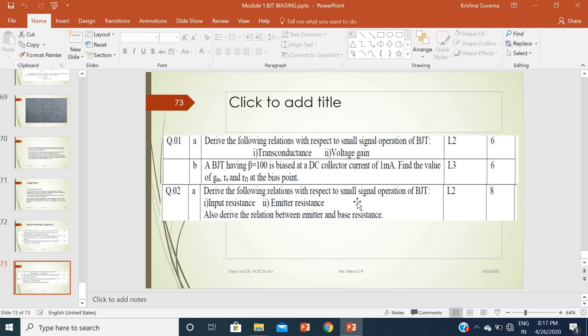Emitter resistance means RE. If they ask for input resistance, derive the relation between these two, the emitter and the base resistance. Base and input resistance means what is it? Base and input resistance means it is the same, R pi. Okay.